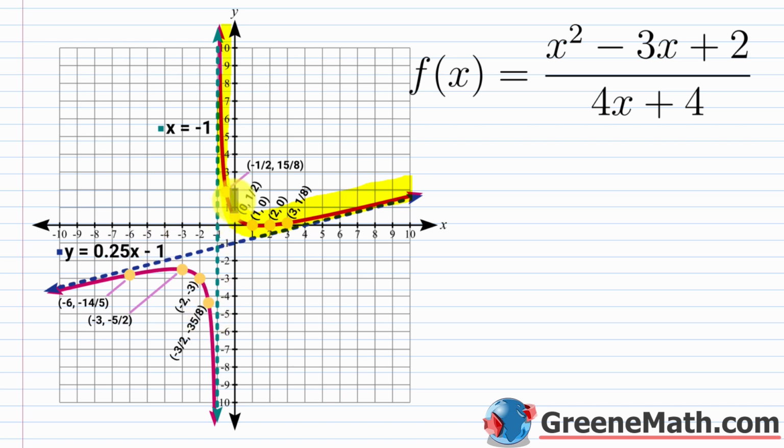This piece right here, again, because this is shooting up, this is going to shoot down. And again, approach that x = -1. We're going to have this curve right here. And then basically this is going to be drawn to where it approaches this y = 1/4 x - 1, but doesn't touch it.